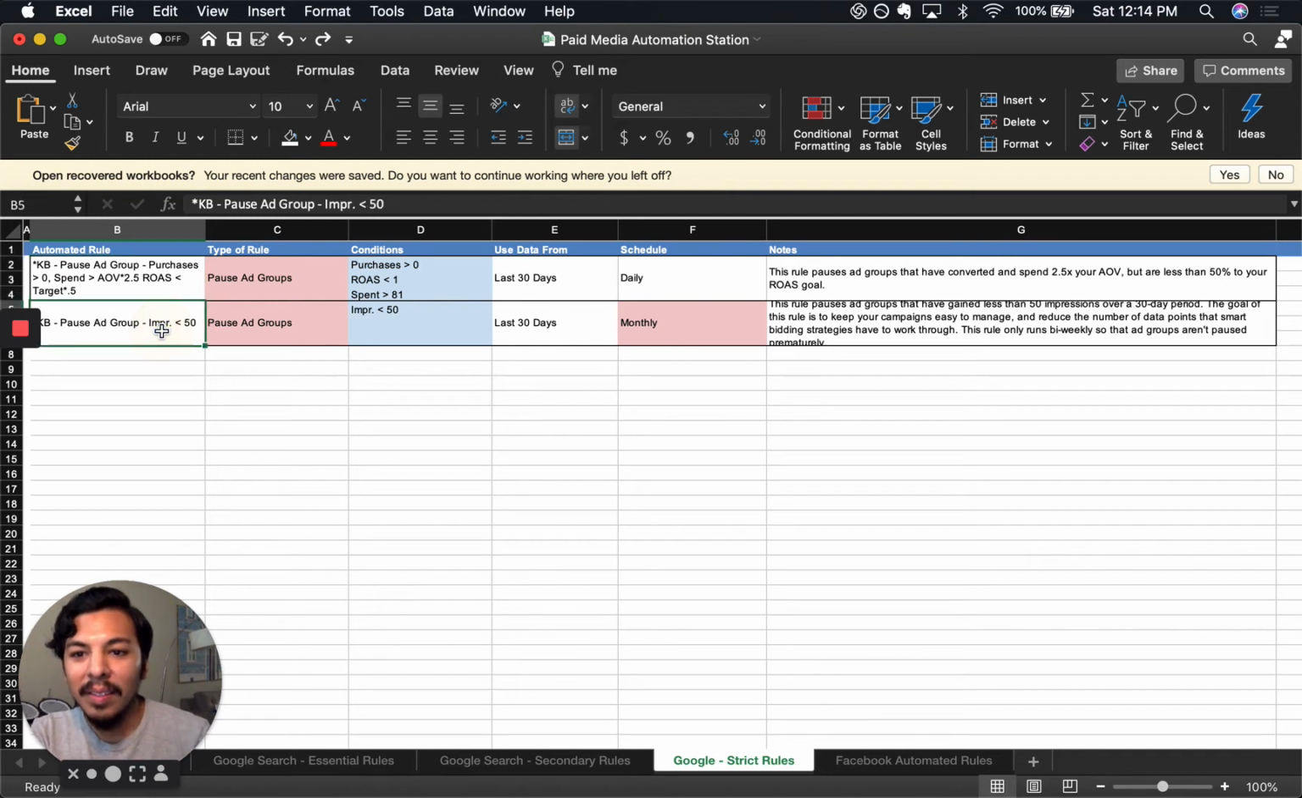And then this last one right here, pause ad group if the impressions are less than 50. And so in this case, again, I'm using data from last 30 days. This one I only run on a monthly basis, but the idea here is that we're only running this rule.